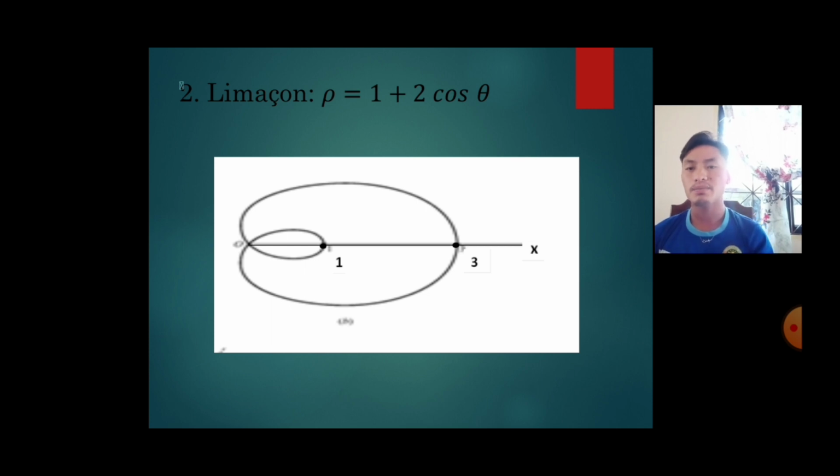So limacon: r is equal to 1 plus 2 cos theta, and this is the graph of the limacon.